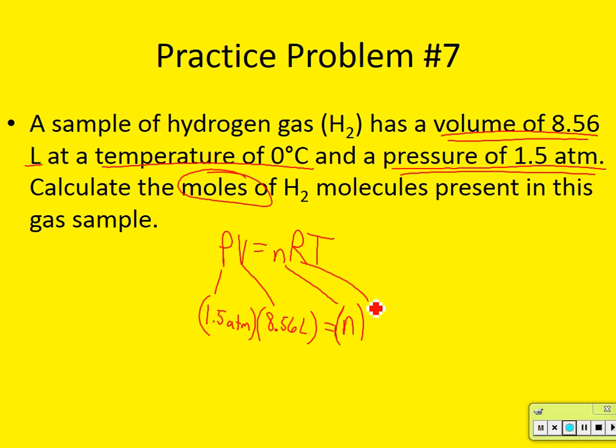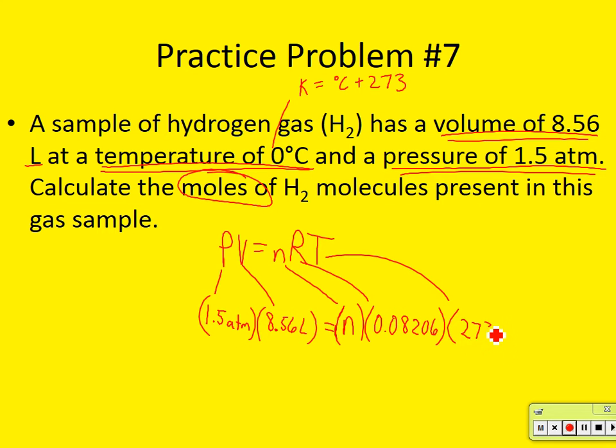What about R? What is R again? The universal gas constant, and it's equal to 0.08206. And T stands for temperature, but what does that temperature have to be in? Celsius or Fahrenheit or Kelvin? Kelvin. It said the temperature was 0 degrees Celsius. How do we get to Kelvin again, guys? We're going to add 273 to our degrees Celsius, so that comes out to be 273 Kelvin.